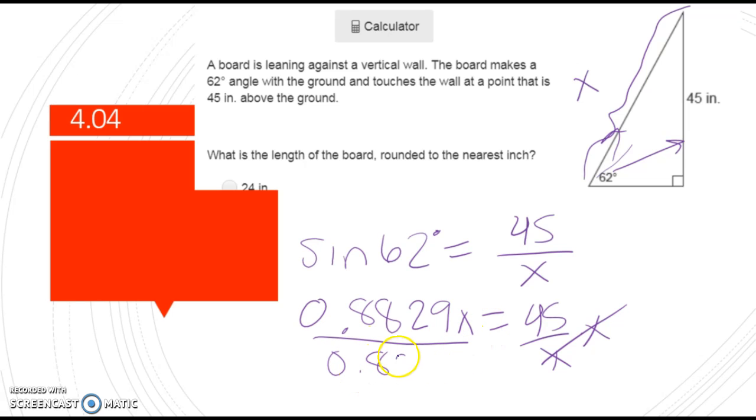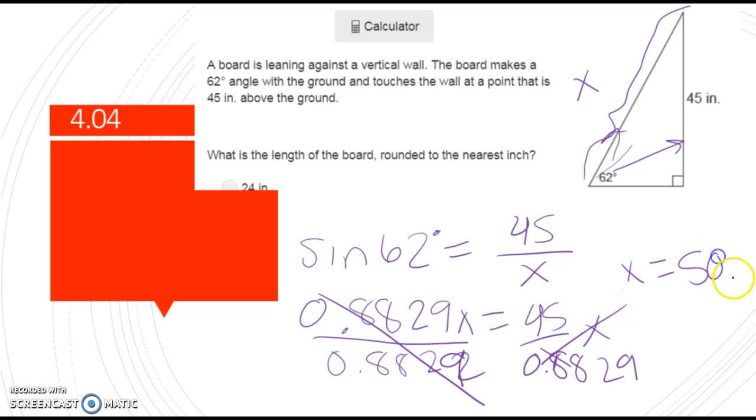Last step is to divide by 0.8829. So 45 divided by 0.8829. And you get x to be, oops, not 22, sorry. x to be 50.9. Oh, we wanted it just to the nearest inch, so it's like 50.9697 really, so that rounds right up to 51 inches.